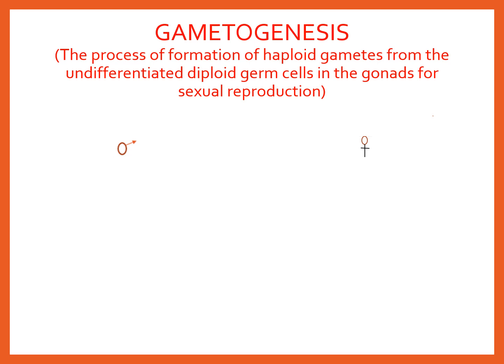Gametogenesis. As we have discussed previously, genesis means formation; gametogenesis is the formation of gametes. The process of formation of haploid gametes from the undifferentiated diploid germ cells in the gonads is called gametogenesis. So here we are getting haploid gametes, that is, suppose the animal has 2n number of chromosomes, the gamete will have just half of it, that is n number of chromosomes.